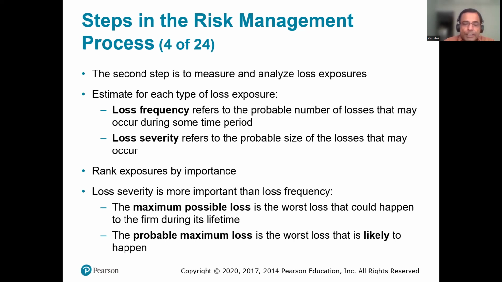The maximum possible loss is the worst loss that could happen to the business, and probable maximum loss is the worst loss that is likely to happen to the business. So that gives an idea about the worst case scenario in case loss happens.